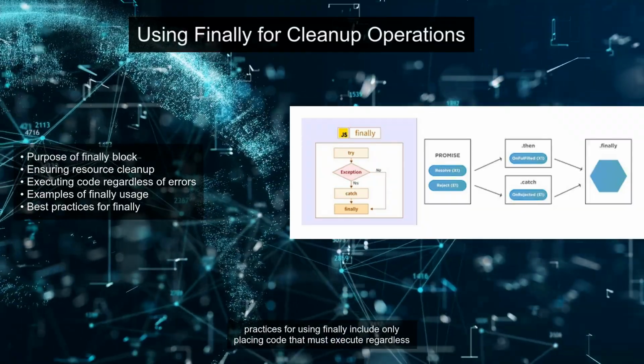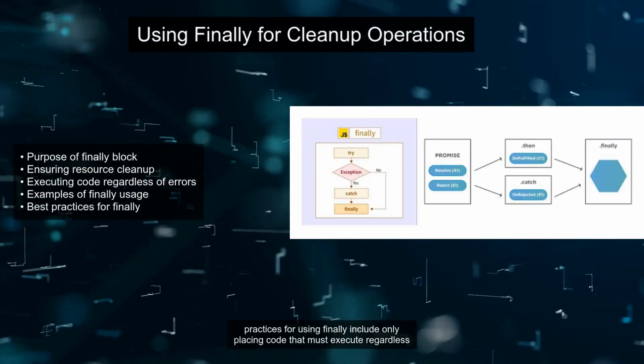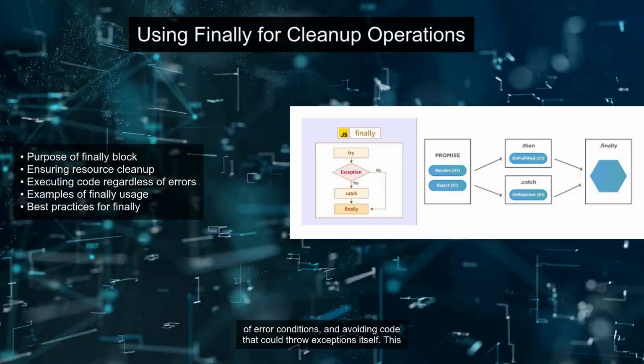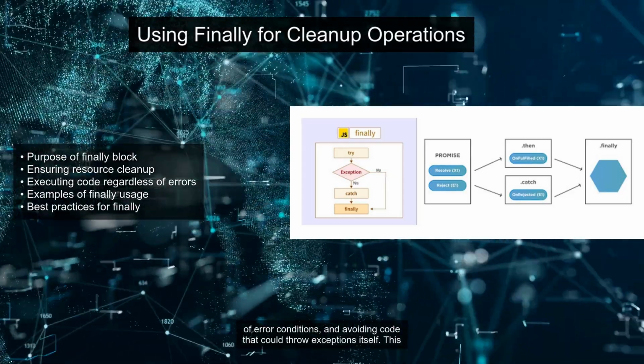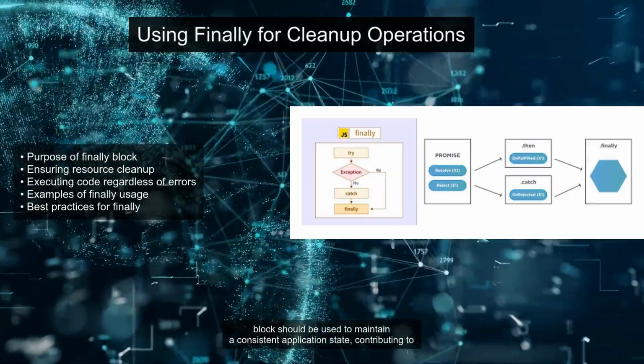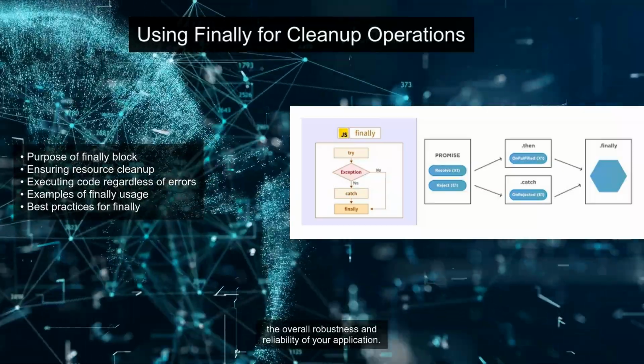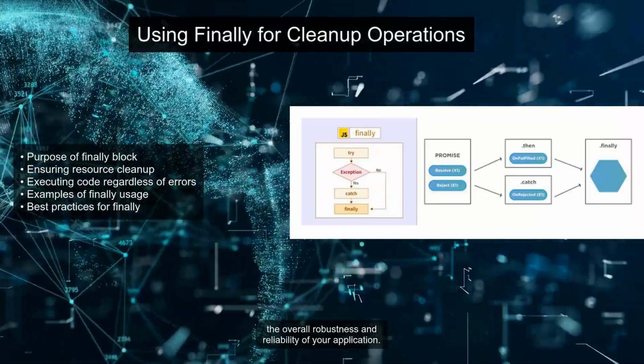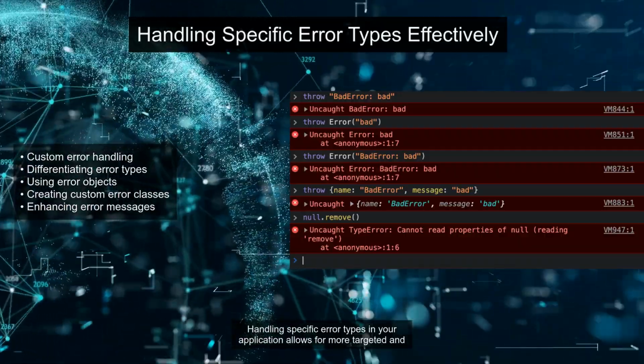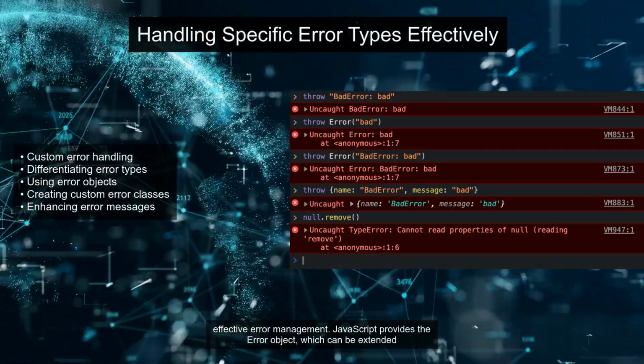While the finally block is optional, it can greatly enhance the reliability of your code by ensuring certain actions are always performed. Best practices for using finally include only placing code that must execute regardless of error conditions, and avoiding code that could throw exceptions itself. This block should be used to maintain a consistent application state, contributing to the overall robustness and reliability of your application.